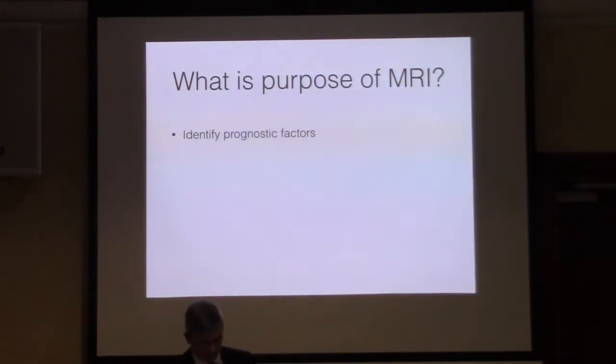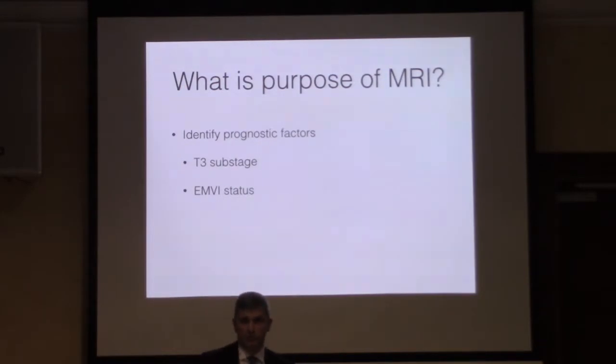And principally those are the T3 substage, because we know already that the Dukes stage, which was used originally, which is pathology, post-surgical staging, just isn't sensible enough. T3 is a heterogeneous group of tumours. What TNM doesn't routinely include is extramural vascular invasion, venous invasion. And that again is a very, very important prognostic indicator. So that needs to be part of our assessment.